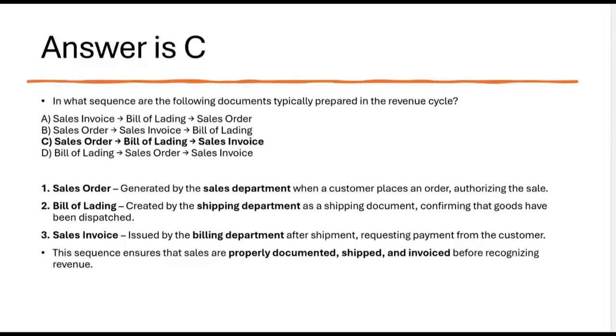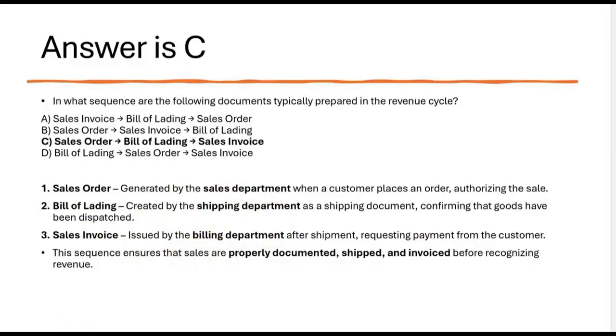And the reason why it's important to know the sequence is because later on when we do the two-directional testing for overstatement and understatement, the exam's going to expect you to know, where does the auditor start the test? If they're looking for overstatement, do they start with the sales invoice? Or if they're looking for understatement, do they start with the sales order? So that's coming later, but right now you have to know the sequence of the documents and which department prepared them. For example, the sales order gets prepared in the sales department, the bill of lading gets created in the shipping department, and the sales invoice is created by the billing department.